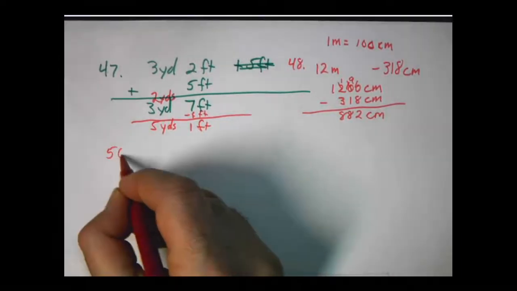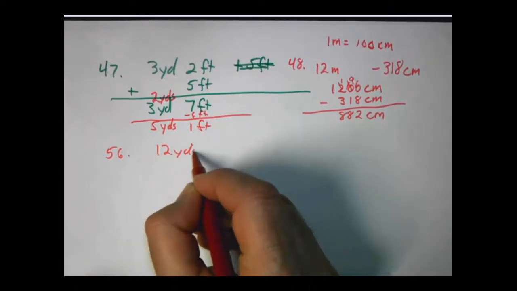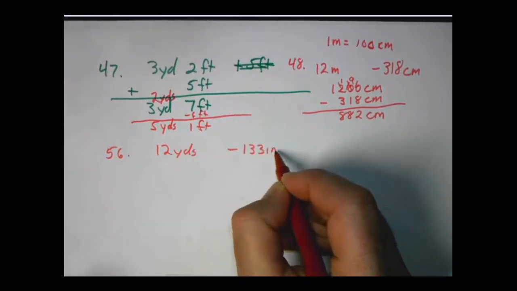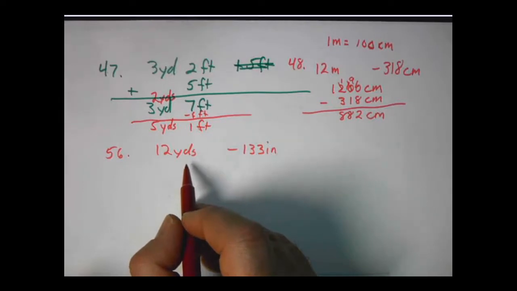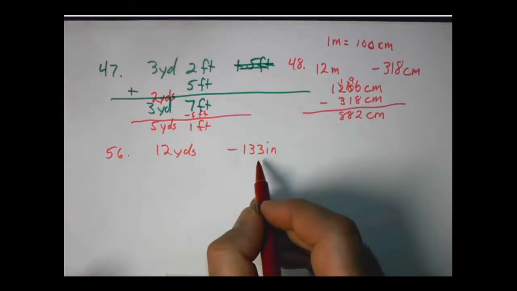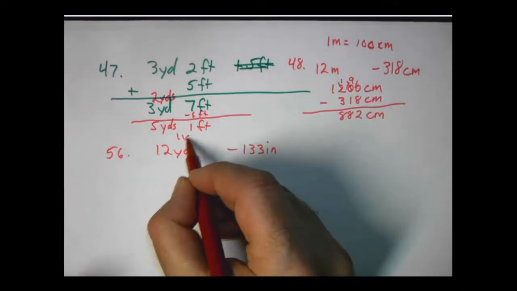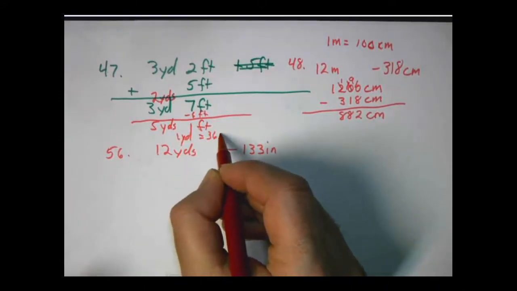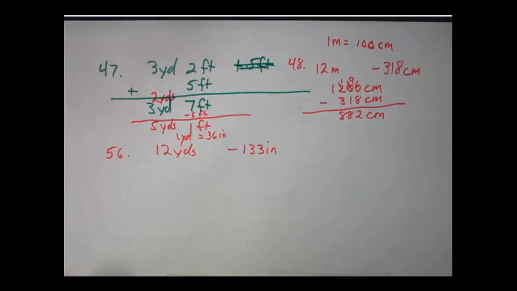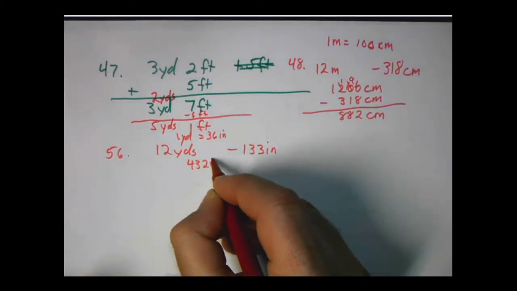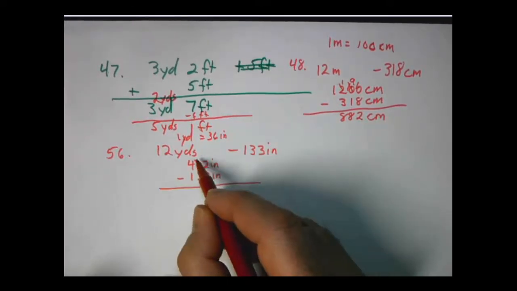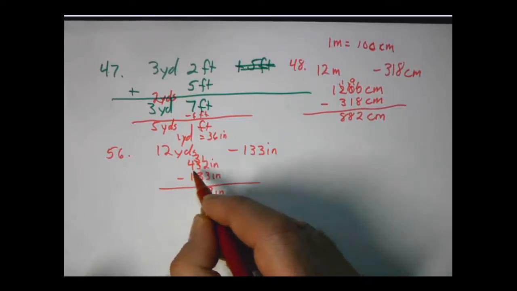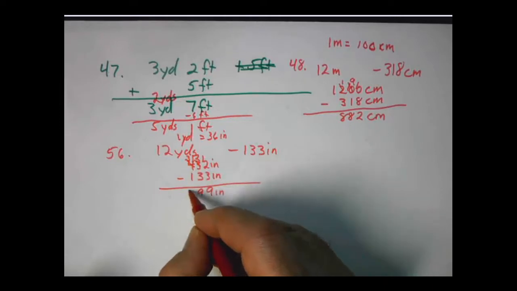Let's do another one of these. 56, I have 12 yards, and I'm going to subtract 133 inches from it. Again, I think it's probably easier to make them all inches because we have 133, so that's going to be kind of messy. So for every 1 yard, there are 36 inches, and we have 12 yards. So 12 times 36 is 432 inches, and I can easily then subtract my 133 inches from it. This has a 2, 9, I'm going to borrow again, 9, and 2.